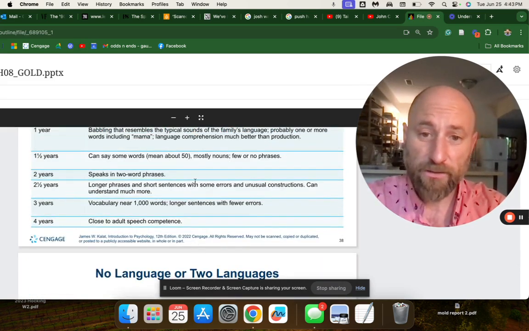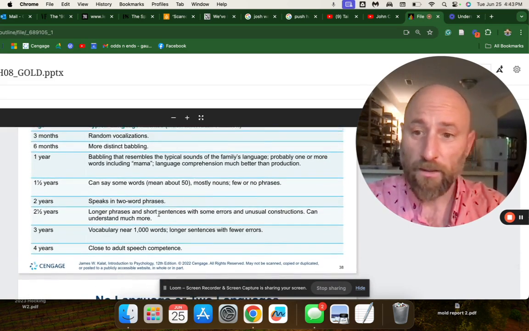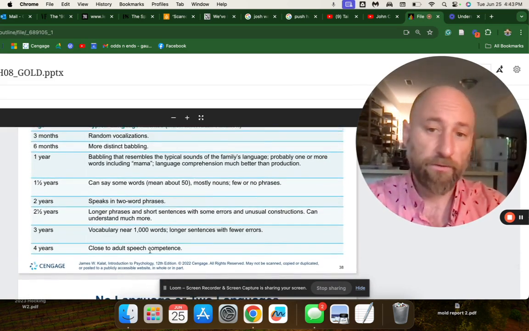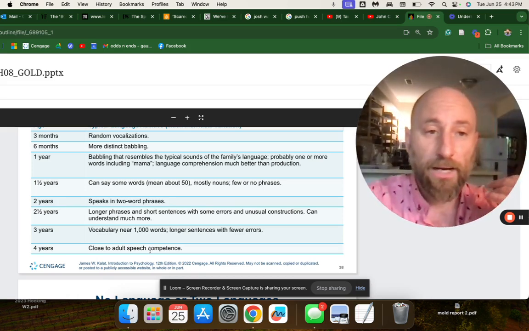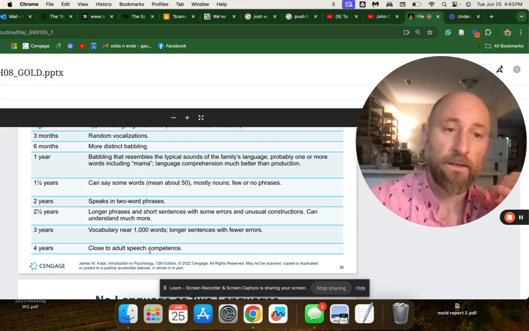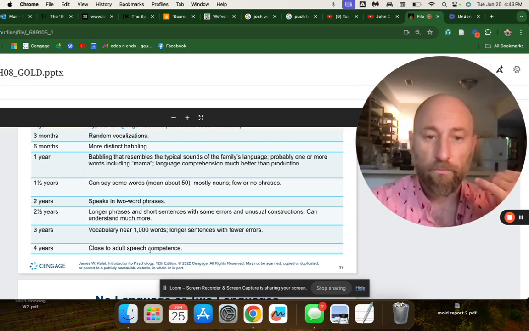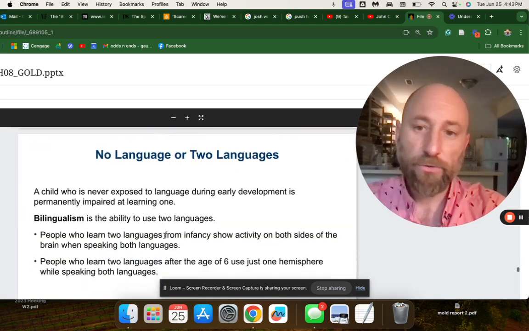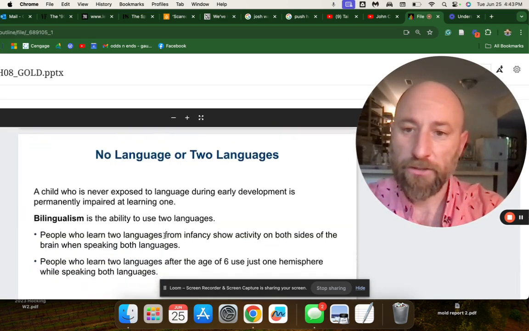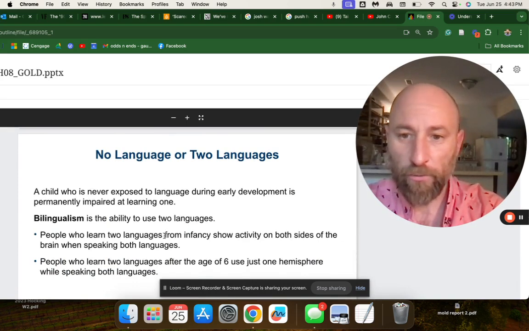There are also very big differences in terms of socioeconomic status. You see some 4-year-old children from higher-tier families with vocabularies drastically higher than adults who are from lower socioeconomic status backgrounds. A child who is never exposed to language during early development is permanently impaired at learning one.